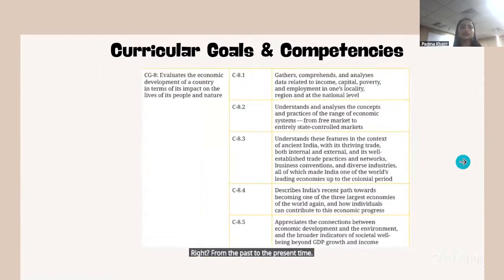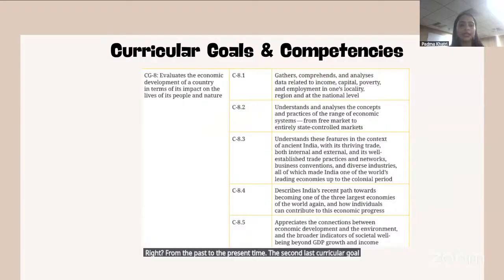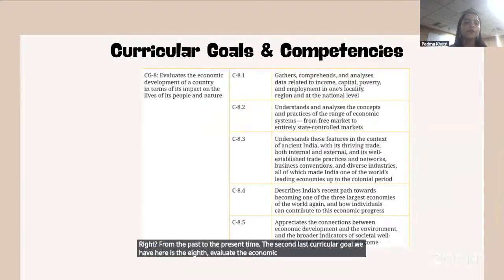The second last curricular goal we have here is the 8th: evaluate the economic development of a country in terms of its impact on the lives of its people and nature. Again, it's dealing with our economics subject only. Now here we have 5 competencies.